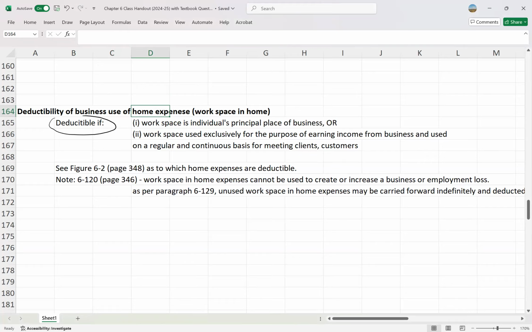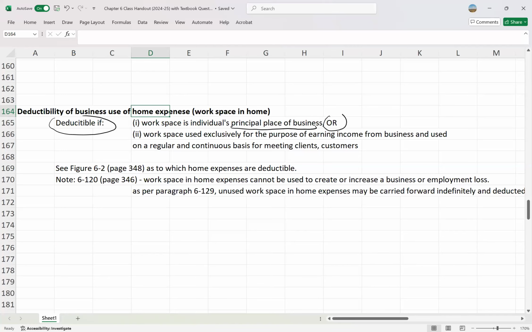The workspace that you're using is the principal place of the business. So if you're operating as a sole proprietorship and you don't have a separate office and you're using your home office as the principal place of operating the business, then that criteria would be met.